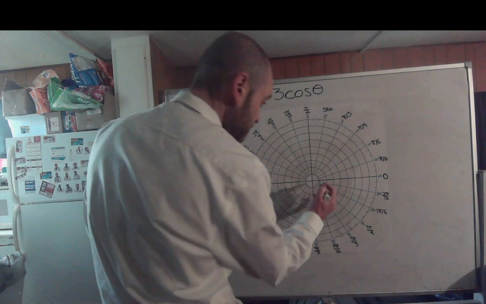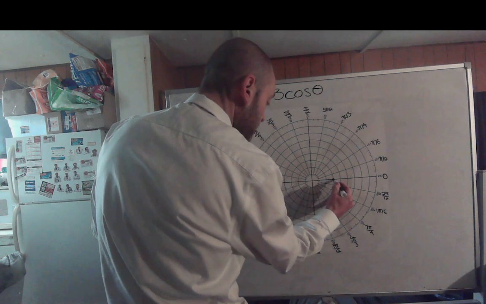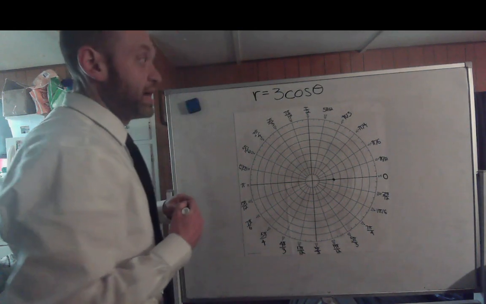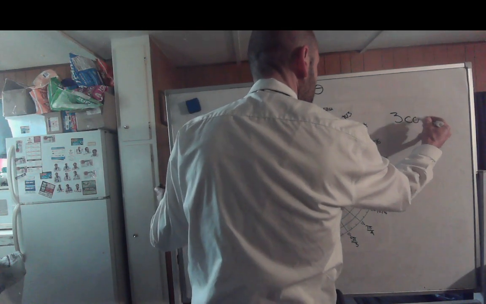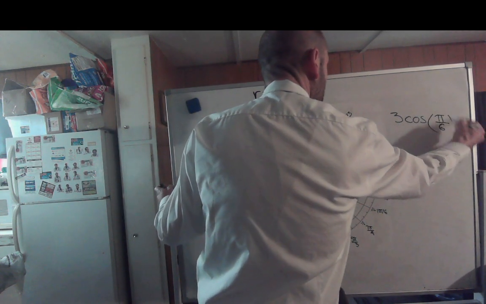Take that times 3, you'll be right here. So just plot your point there. Now, the next special angle is pi over 6. So if we take 3 times the cosine of pi over 6, what do we get?